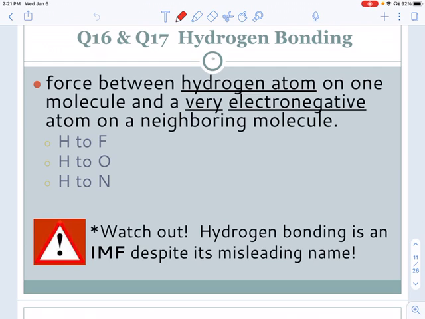And that very electronegative atom that isn't the hydrogen is always one of three elements. It's always either F, O, or N. Sometimes I'll joke that hydrogen bonding is FON, F, O, and N, because fluorine, oxygen, and nitrogen are the only elements that can hydrogen bond.